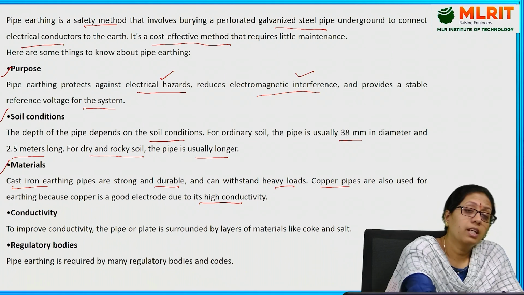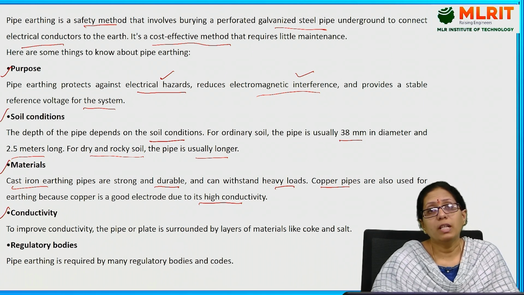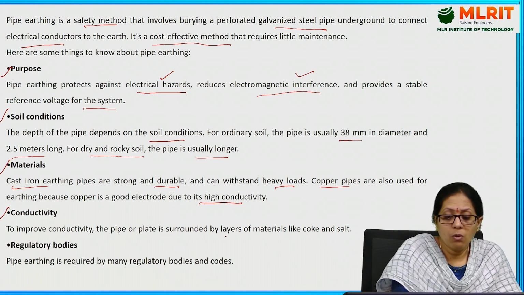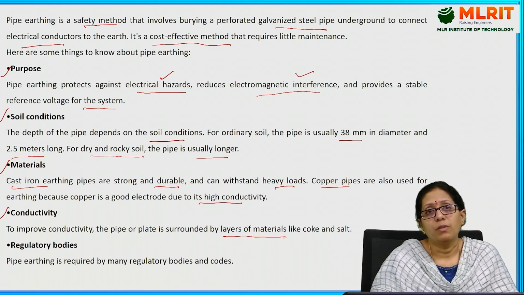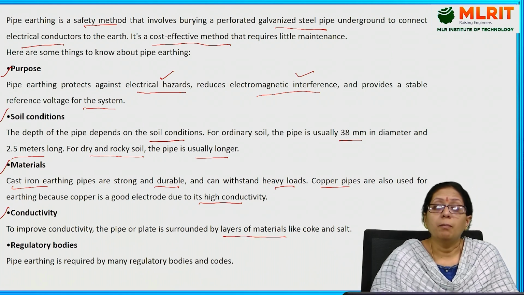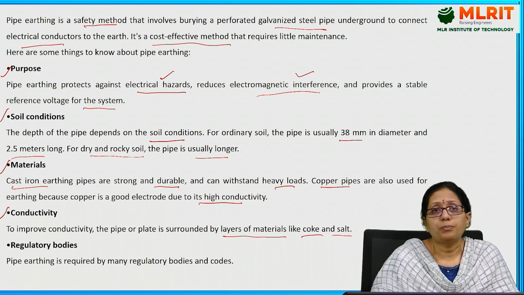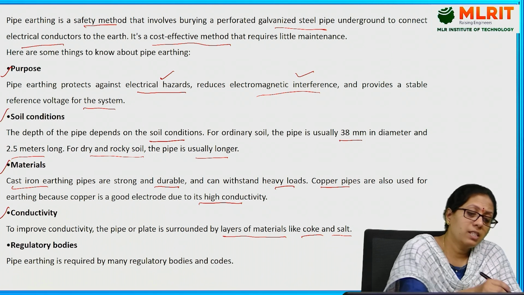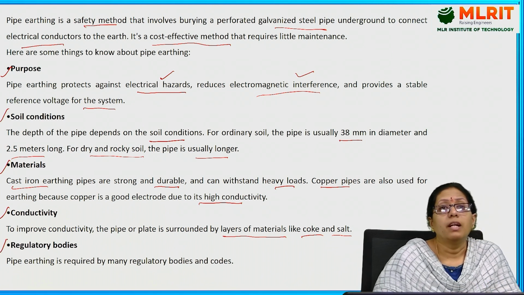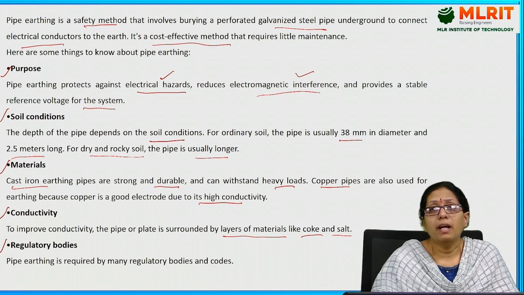Next one is conductivity. To improve the conductivity, the pipe or plate is surrounded by layers of different materials like coke and salt. Next one is regulatory bodies. Pipe earthing is required by many regulatory bodies and codes.